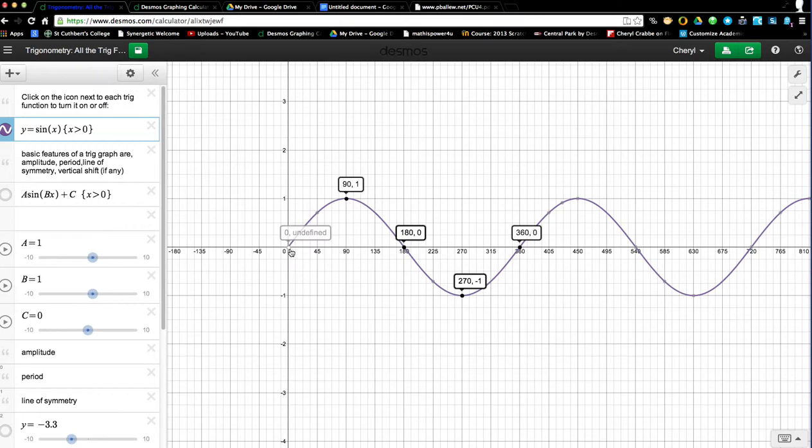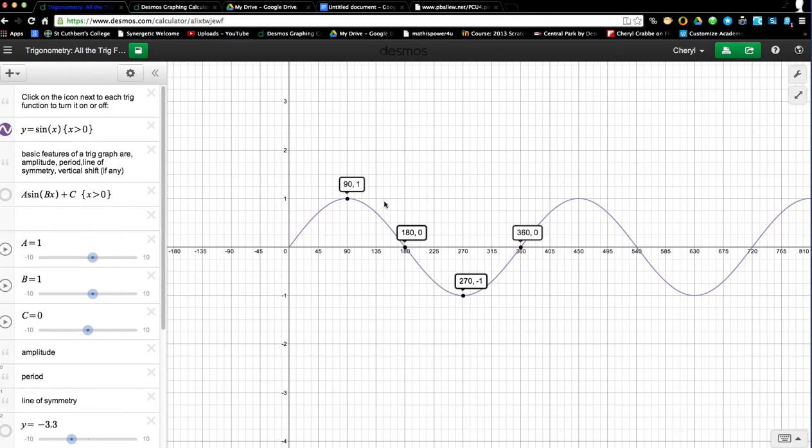But that's 0, 0. So these are key points of a sine graph. Now, the features of a sine graph: amplitude, period, lines of symmetry, to notice lines of symmetry, and any vertical shifts that might happen.